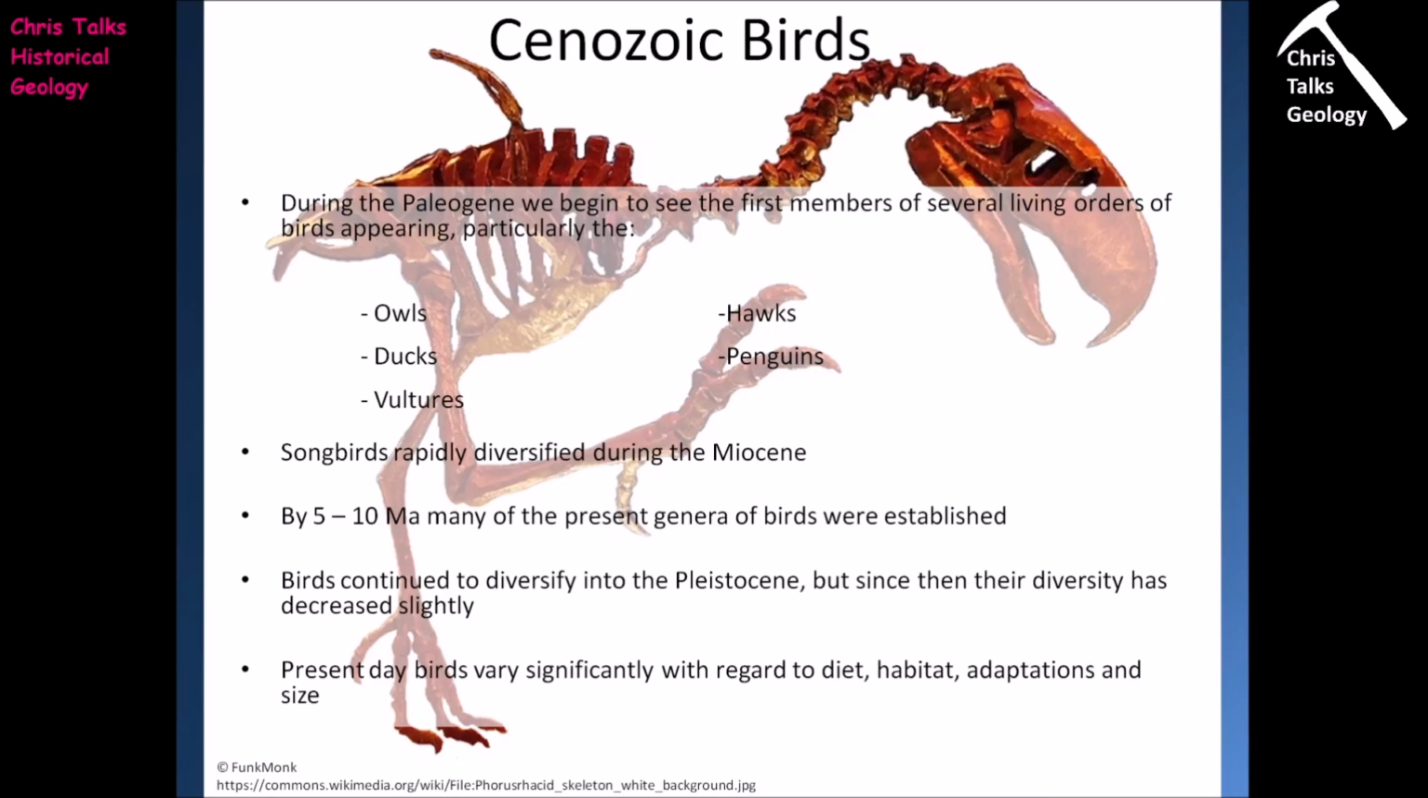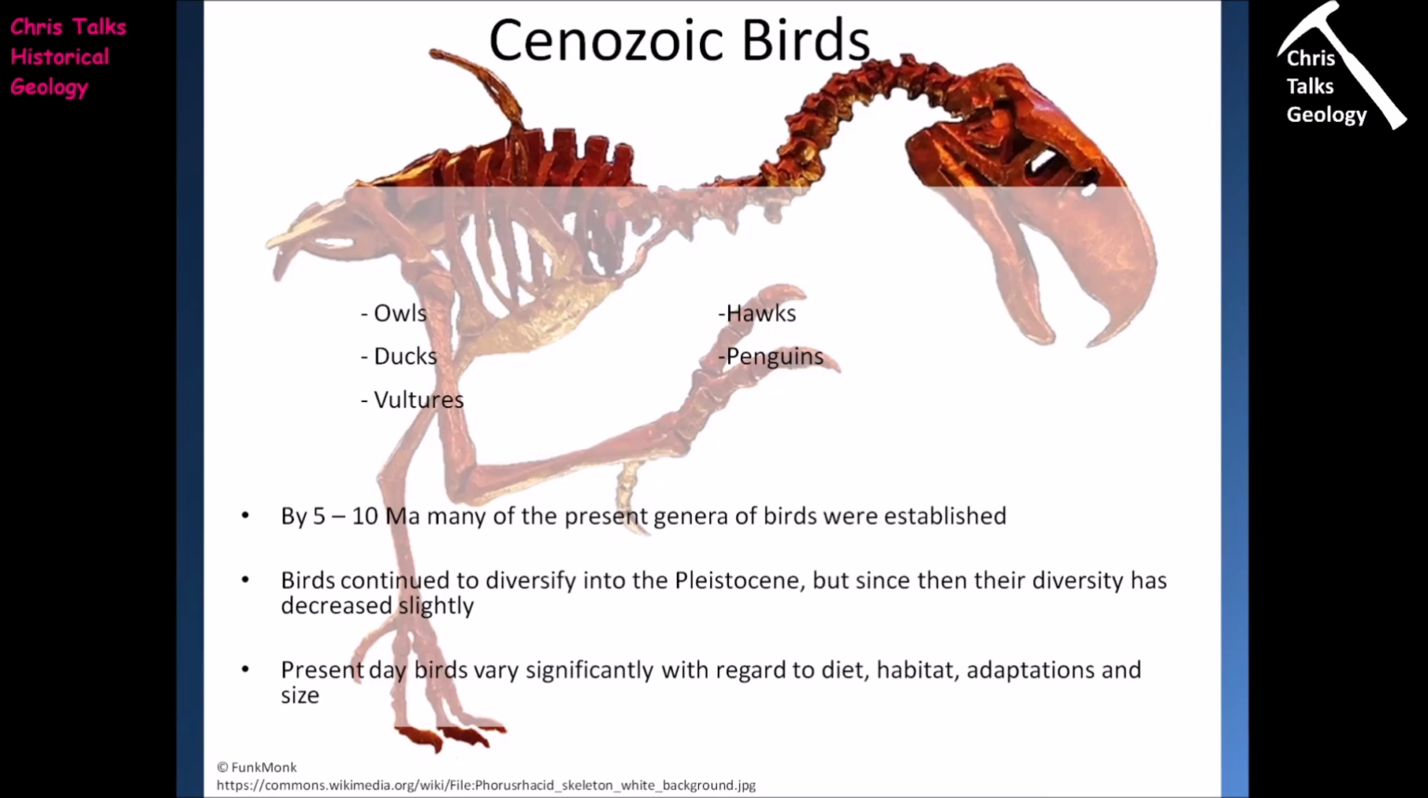Now, we see birds continue to diversify into the Pleistocene. However, from that point onwards, their diversity has decreased slightly. That's obviously going to be a reflection of the tougher conditions experienced during the Ice Age. Now, during the present day, we can see that birds vary significantly with regard to diet, habitat, adaptations and size, and this isn't a huge surprise because of course we know we have all these different climatic bands established during the Cenozoic. This obviously means that individual species of birds will have to adapt to their local environment, and so that's obviously going to lead to quite a lot of diversity in terms of body design.